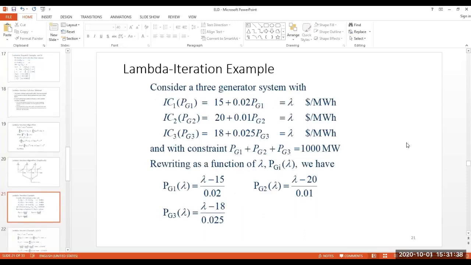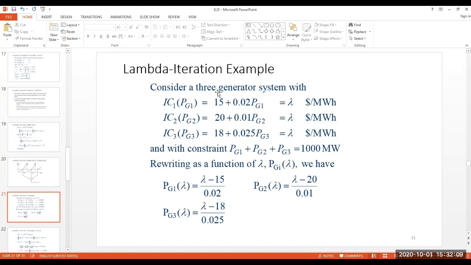Now, let's take one very simple example. Instead of giving you the cost functions directly, in this example they are giving you the incremental cost function. The cost function was something like some constant plus some other constant multiplied by PG1 plus some other constant multiplied by PG1 square. It was a quadratic function. The incremental cost is simply a first order equation. It's a function of PG1.